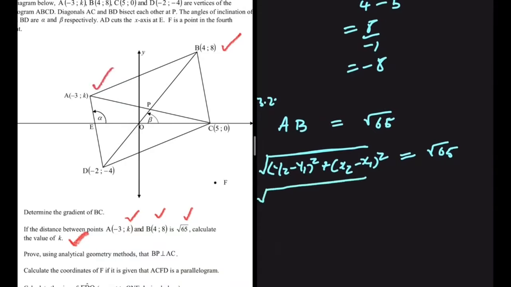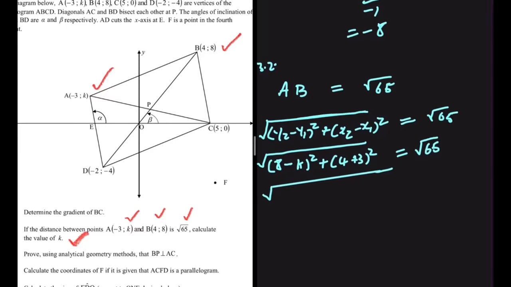So if we take B as our second coordinate, y2 is going to be 8, and then y1 is going to be K. We square that plus x2, that is 4, minus x1, which is minus 3, so it will be 4 plus 3. We square that, and it is equal to square root of 65. Let's go ahead and solve what is inside the bracket. So we have 8 minus k squared.